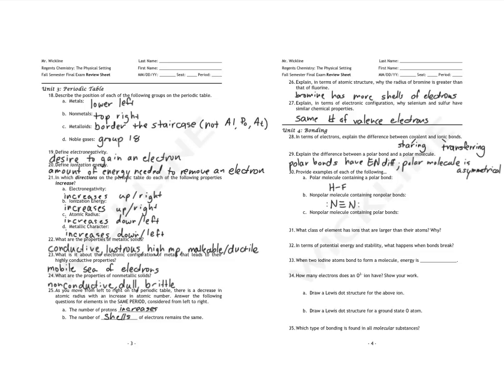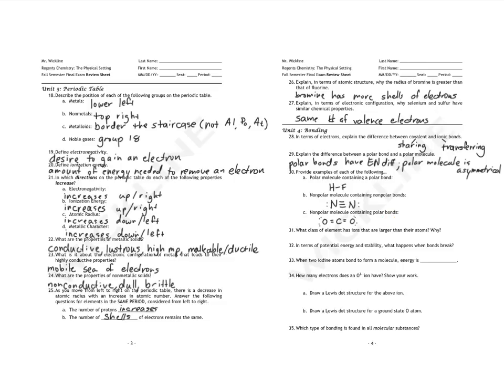And a good example of a nonpolar molecule containing polar bonds could be carbon dioxide. The molecule is nonpolar because of its overall symmetry, and the bonds, the double bonds here and here, are polar because of the difference in electronegativity between the carbon and the oxygen. The oxygen is more electronegative, and the electrons would be pulled to the outside of the molecule, away from carbon.